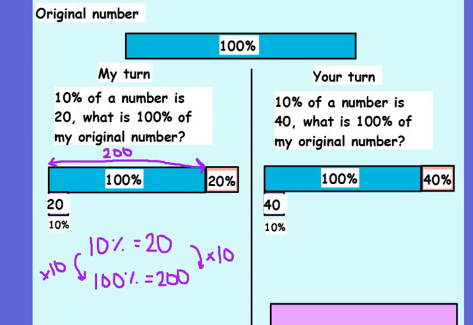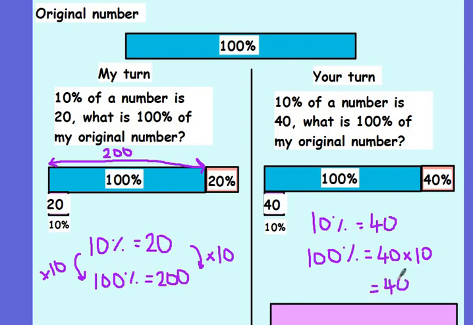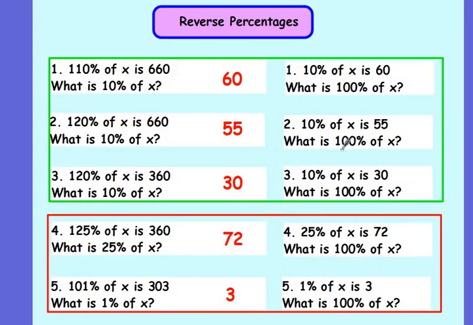Right, this time I've said that 10% of a number is 40. So if I want to work out what 100% of that number is, I just need to multiply it by 10, which gives me 400. On my bar model, here's my little bar representing 10%. I know that 100%, or this whole bit here, is worth 400. Back to your light blue books for me, please, Year 7.